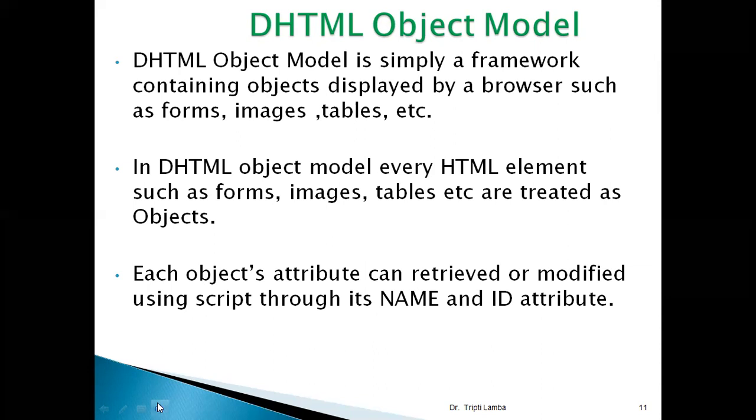So how do you differentiate? You have name and ID attributes. I repeat again, suppose in my website I have 5 different forms. How do I know which particular form I'm talking about? You can differentiate by using an object. And how do we do that? With the help of a name and ID. This has to be unique.